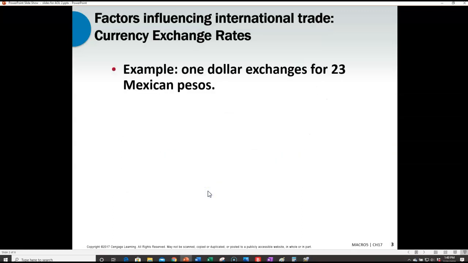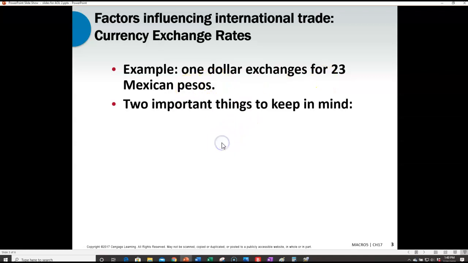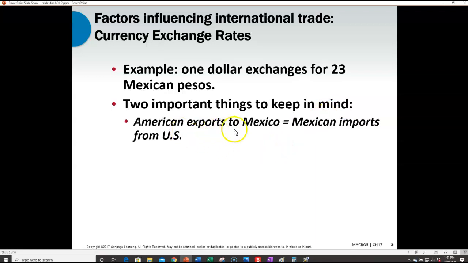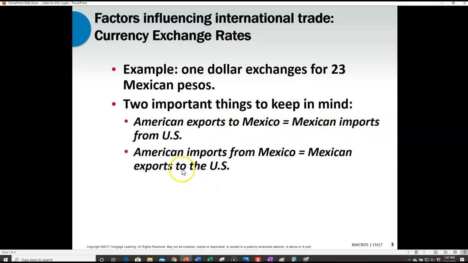Another factor that influences trade is the currency exchange rate. For example, $1 exchanges for 23 Mexican pesos. Two important things before we continue. American exports to Mexico are Mexican imports from the United States. Two sides of the same transaction, the sales and the purchase. American imports from Mexico are Mexican exports to the United States. Again, the two sides.